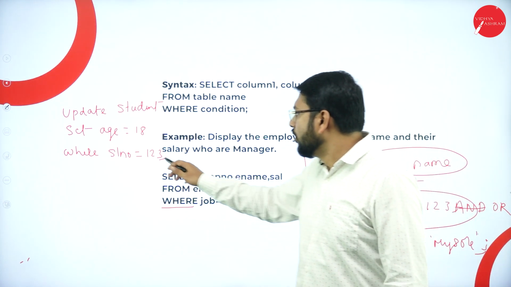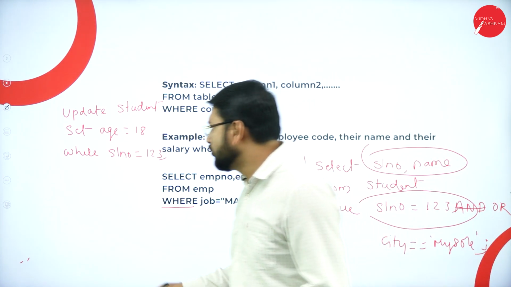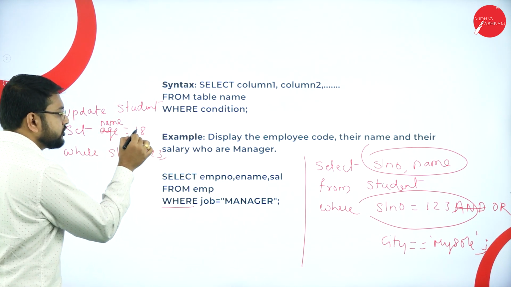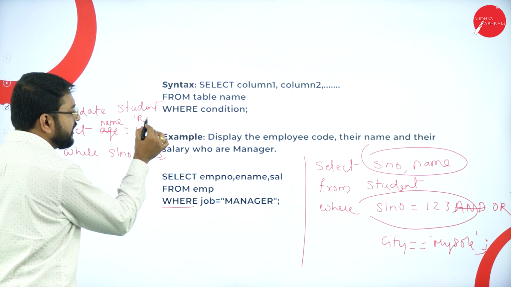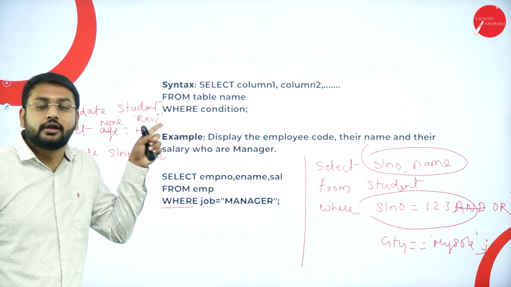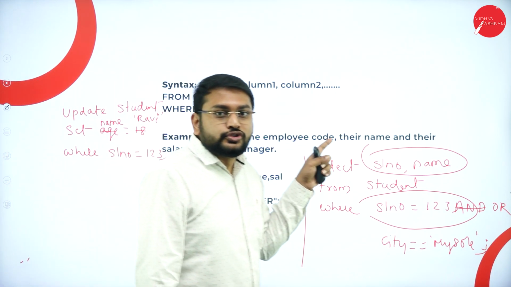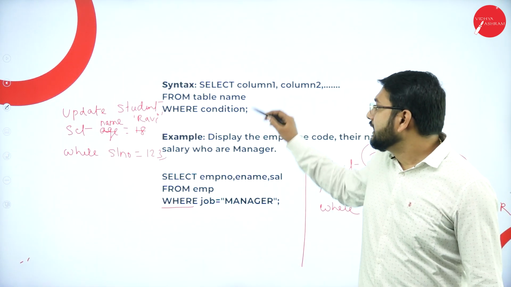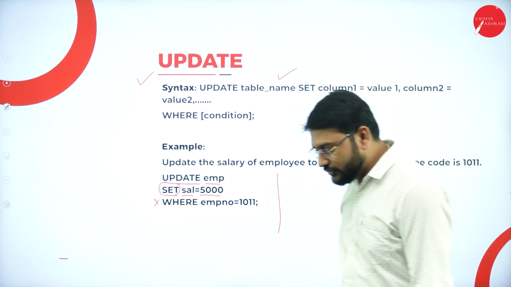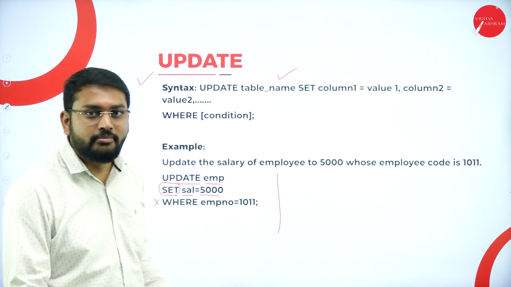So for example, I need to update the name. So what should I do? I will just write here instead of age, I will just write name. So instead of 18, I will just write Ravi within quotes. Remember why quotes? Because it is a string. So this is how I will be updating using the update command. All right, so hope you understood how we are trying to update.